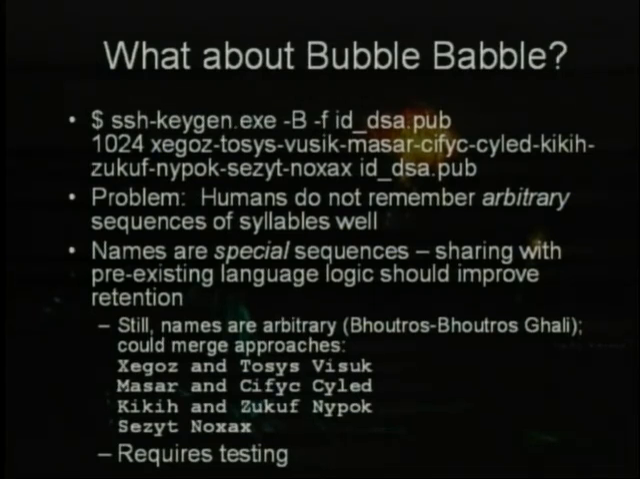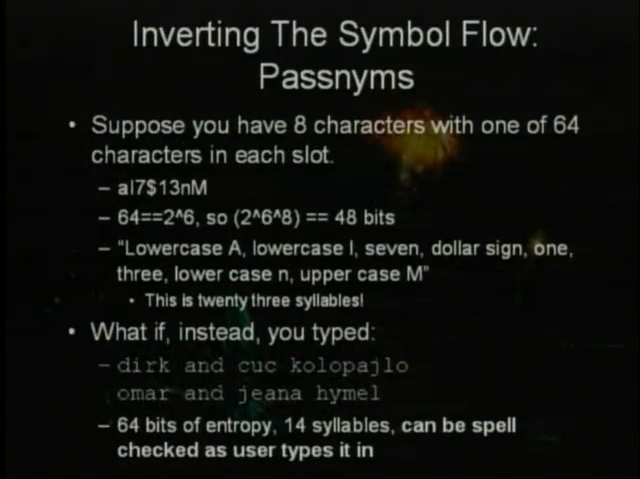Maybe we can merge the approaches. You know, Zigos and Tosik Visuk, you know, Masar and Civic Siled. It might work. I think it requires testing, but we'll see. I'm actually going to try to get some tests done. So, we could actually invert the flow.